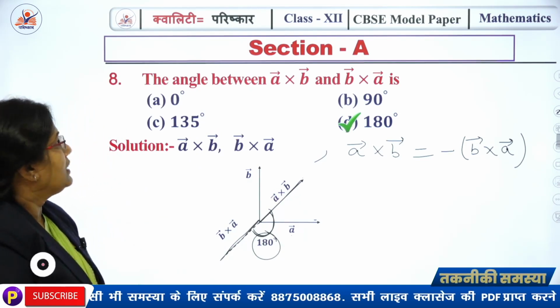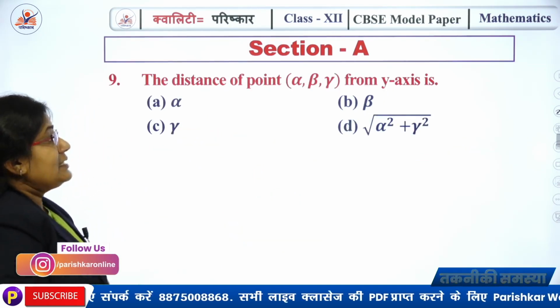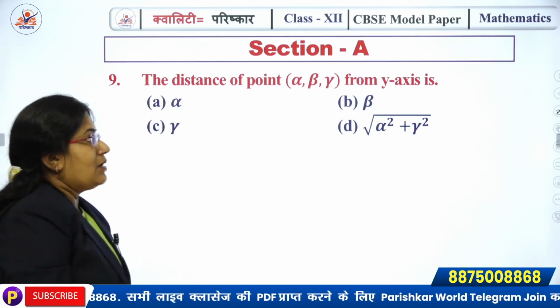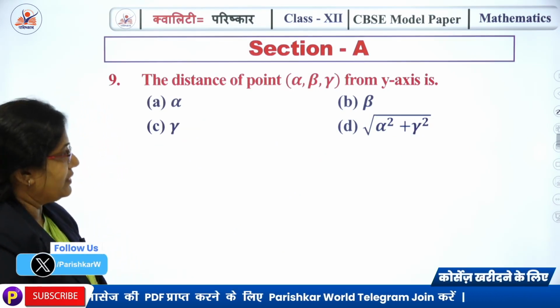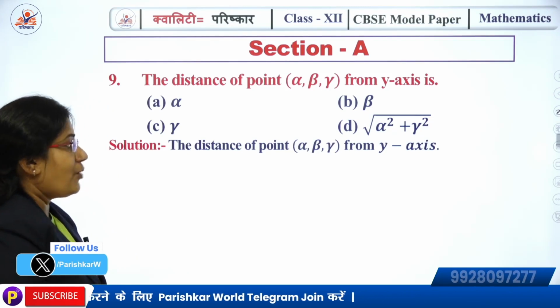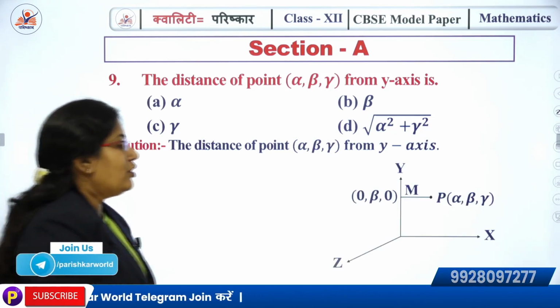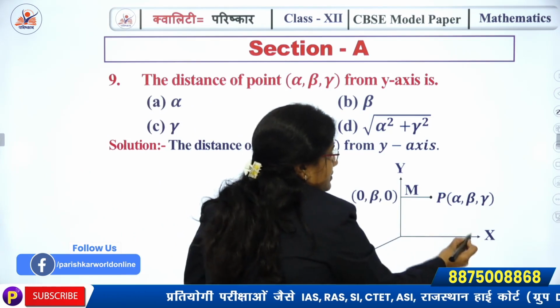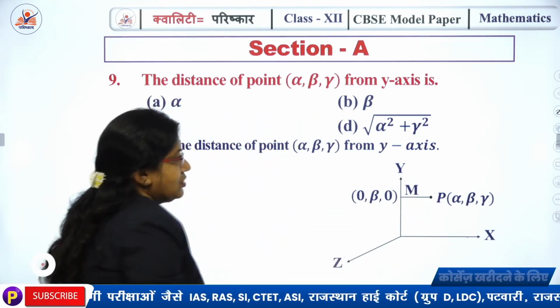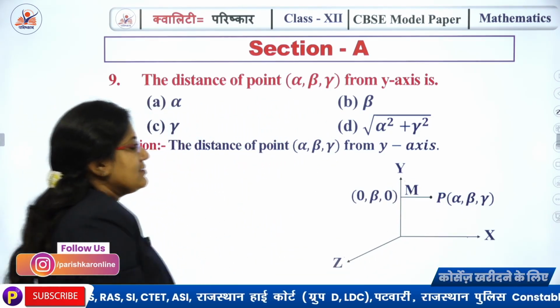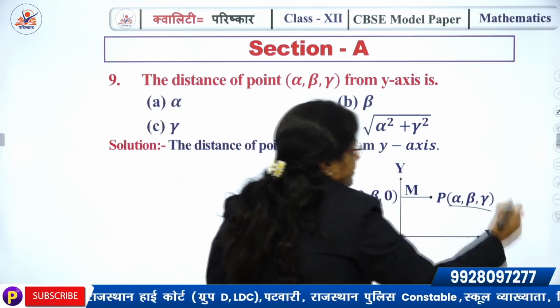Very simple question. Next, the distance of point alpha, beta and gamma from y-axis. You can see, students, the distance of point alpha, beta and gamma. First of all, we'll draw axis. This is x-axis, y-axis and z-axis. Put the point P as coordinates alpha, beta and gamma.